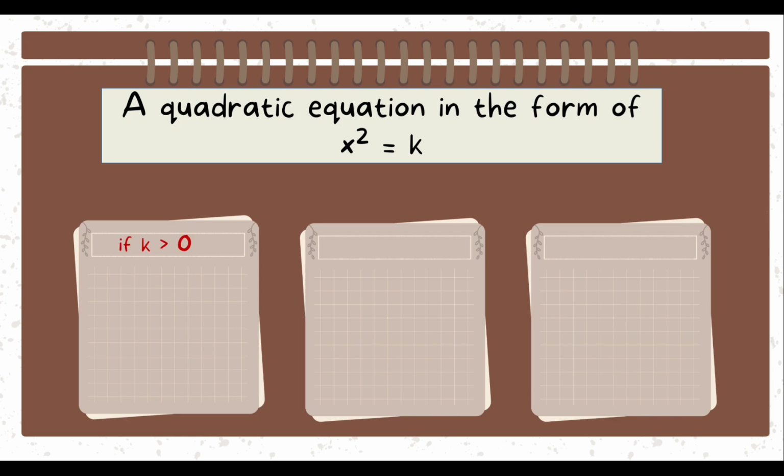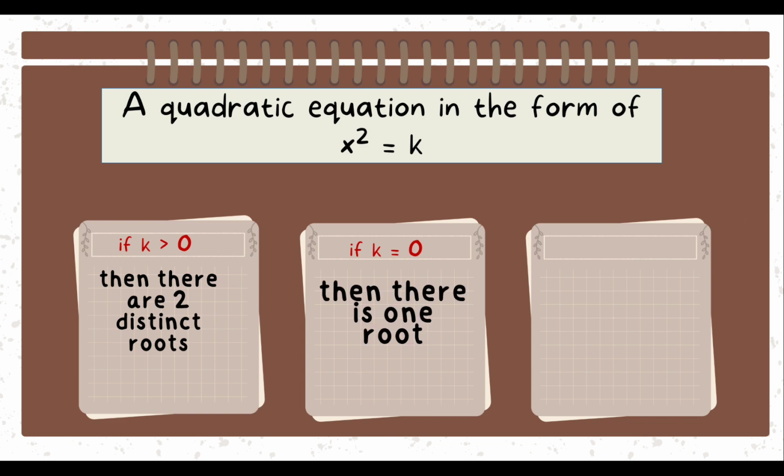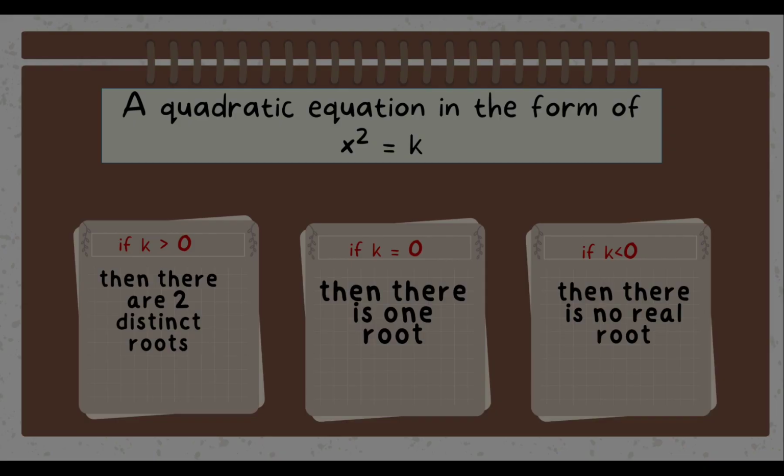So, if k is greater than 0, meaning to say k is positive, then there are two distinct roots. Distinct meaning there are two different roots. While if k is equal to 0, then there is only one root, and that is 0. While if k is less than 0, meaning to say a negative number, then there is no real root. We will discuss what root then would it have later on.